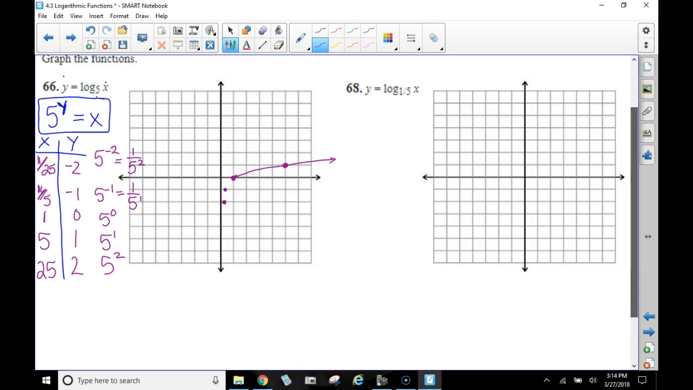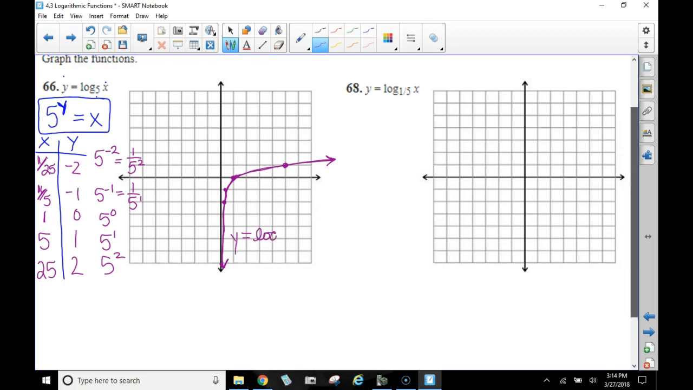Now, what's going to happen along here is now the y-axis serves as a vertical asymptote. It's totally swapped around from the exponential functions because logarithmic functions are the inverses. Okay? Back in exponential functions, the x-axis served as a horizontal asymptote. Now this y-axis is serving as a vertical asymptote. Total swappage, right?